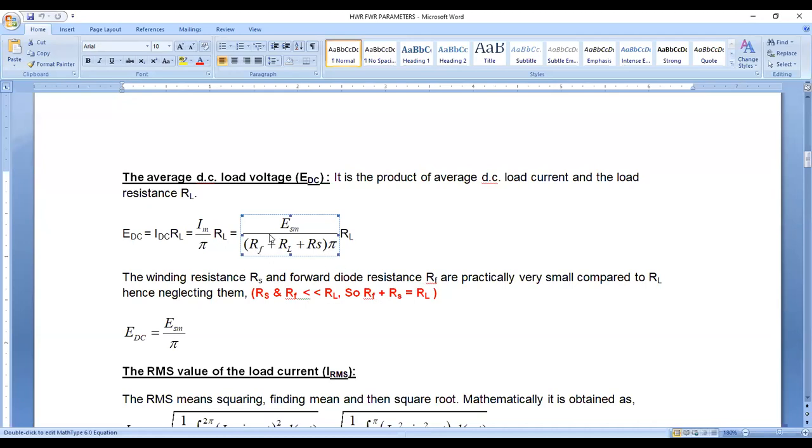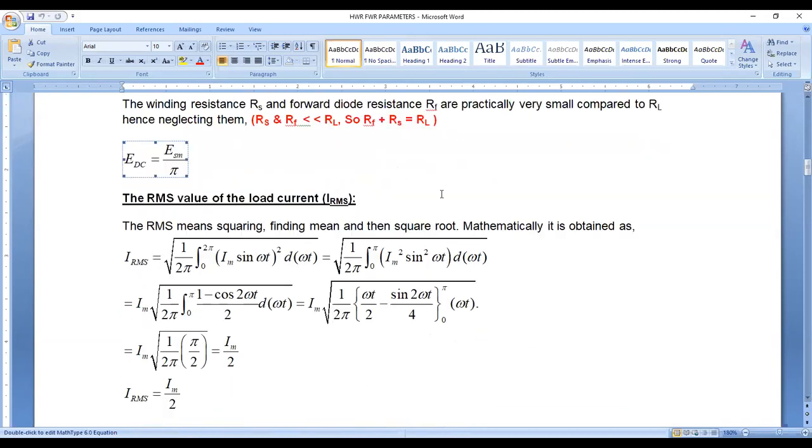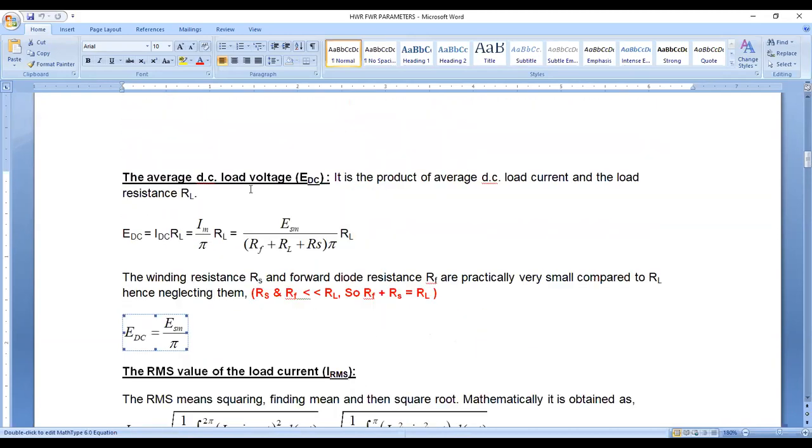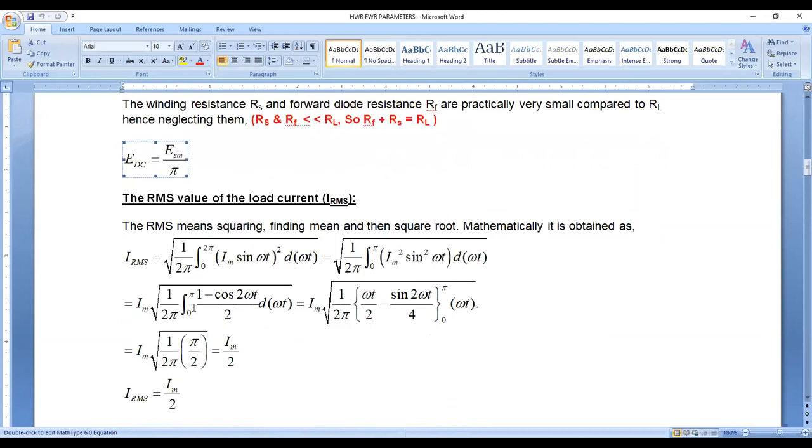Then what will happen to this total equation? Now RL is going to cancel. So here RL, here RL. Both are going to cancel. This total part is going to cancel. Then you are going to get ESM by pi. EDC is equal to ESM by pi. Okay. Now that is total about the average value of your current as well as voltage waveforms.